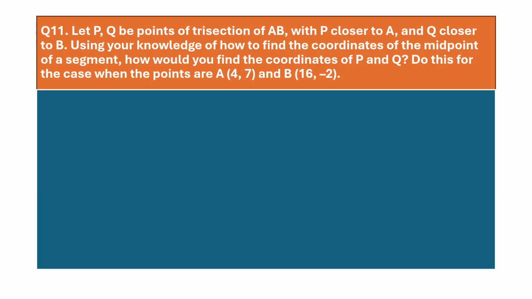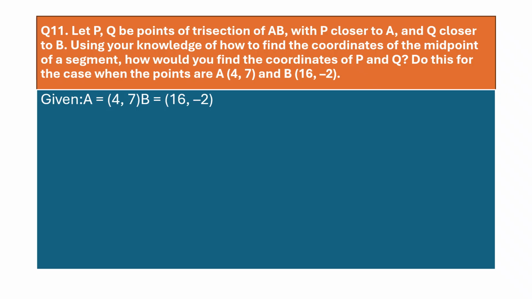Let's understand question number 11. Let P and Q be points of trisection of AB with P closer to A and Q closer to B. Using your knowledge of how to find the coordinates of the midpoint of a segment, how would you find the coordinates of P and Q? Do this for the case where the points are A and B.